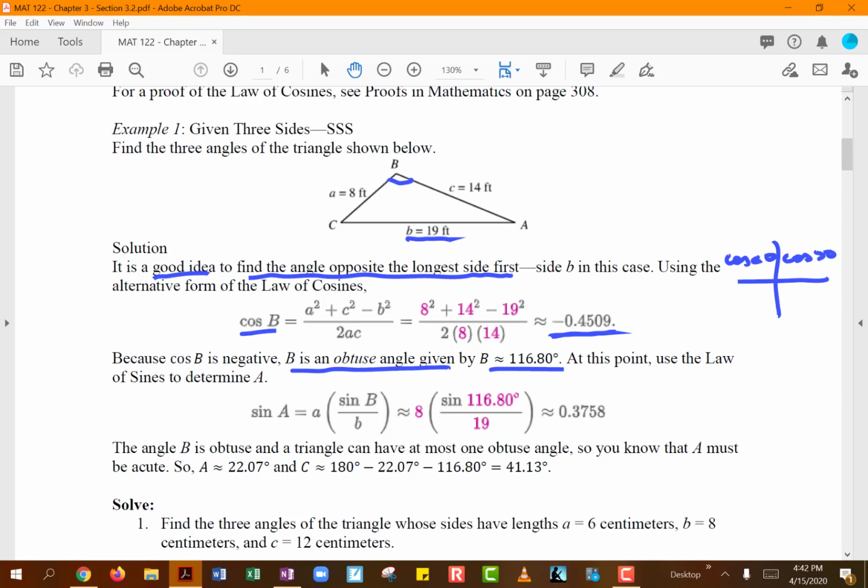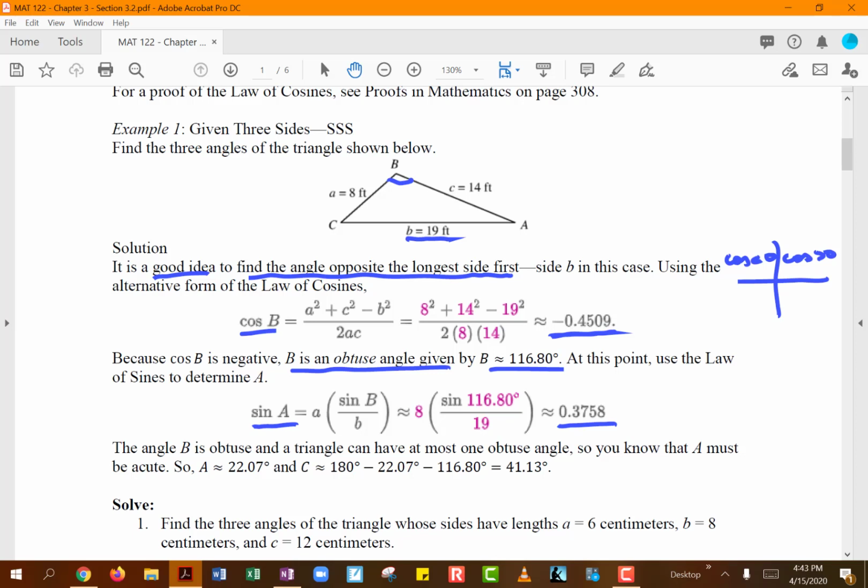you will get angle B to be approximately 116.80 degrees. Now, once you find angle B, to find your angle A and angle C, you can actually use your law of sines over here. Using law of sines, we can come up with our angle A. You can see using this, we're getting sine of A to be positive 0.3758. So again, use your arc sine function to find that.